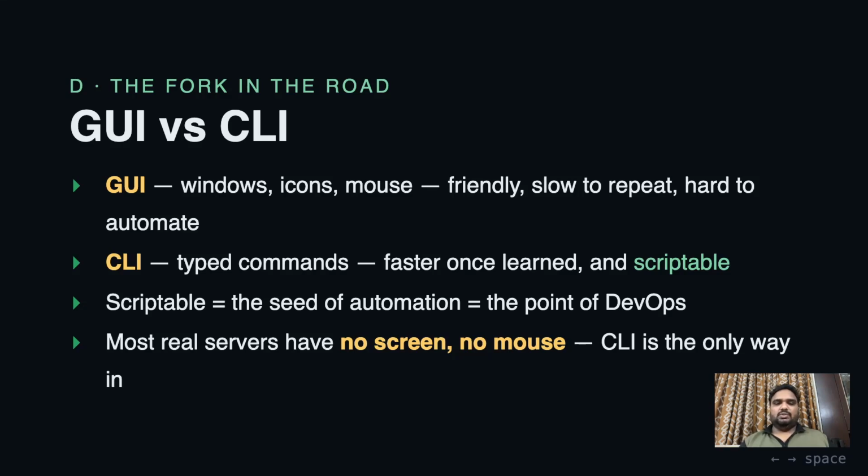It's faster once you know it, especially for repetitive tasks. It's scriptable. You can save a sequence of commands and replay it instantly, and that's the actual seed of automation, which is the whole point of DevOps as a discipline. And most servers you will manage in a real job don't even have a screen or a mouse plugged in. CLI over a network connection is the only option you have. Today was the why. Tomorrow, Day 0B, is how we open a real terminal for the first time.